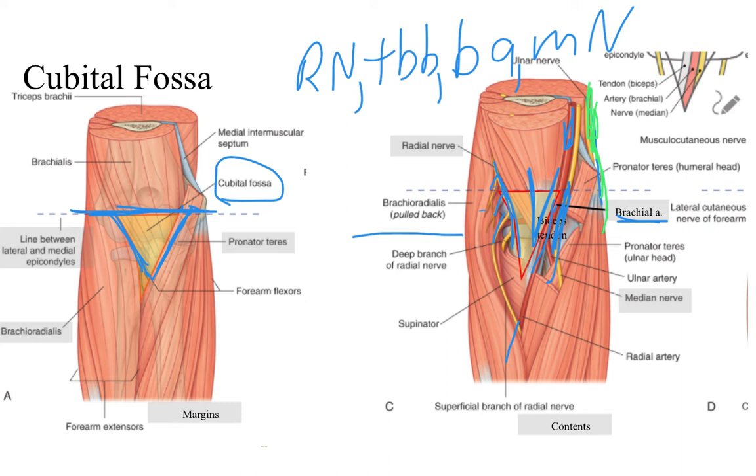And just one thing I noticed that I forgot to mention is up here is a drawing of your cubital fossa, and notice that they're showing your radial nerve over here on the lateral side, tendon of biceps, brachial artery, and then our median nerve right here. So just another picture showing you the order of things within the cubital fossa.